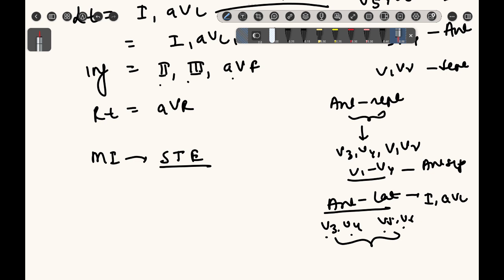And yes, the leads are representing the part, not supplying the part. There was a mistake from my side in that particular area. The rest of the things are fine.